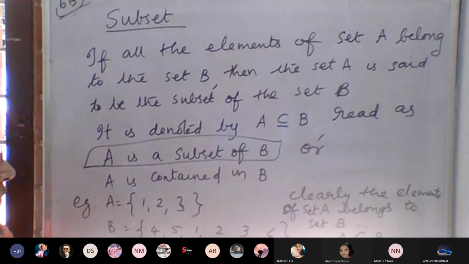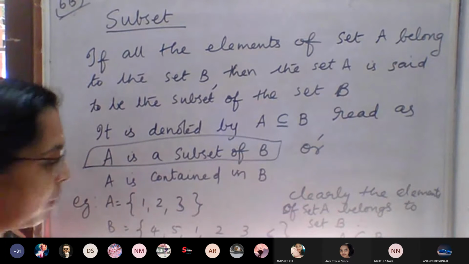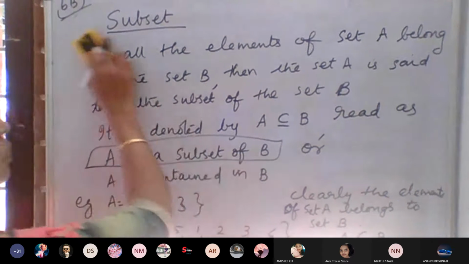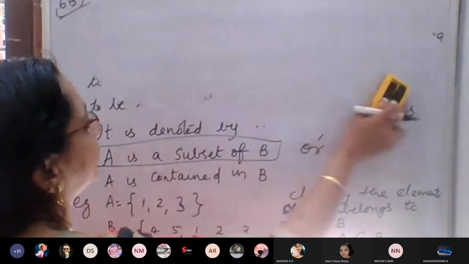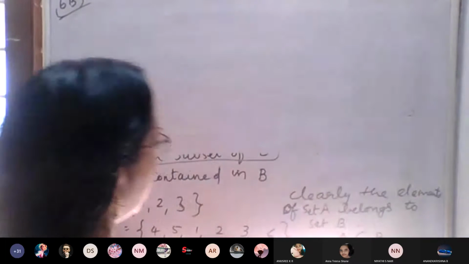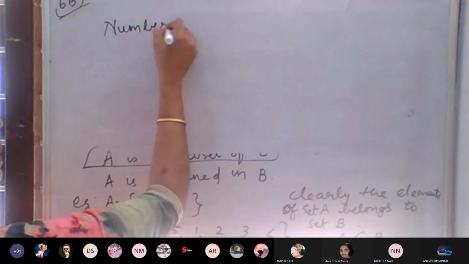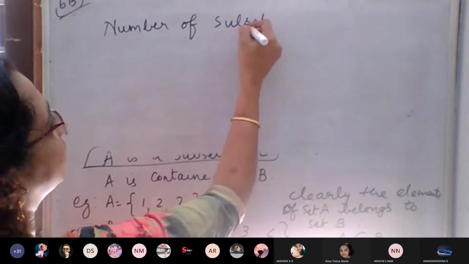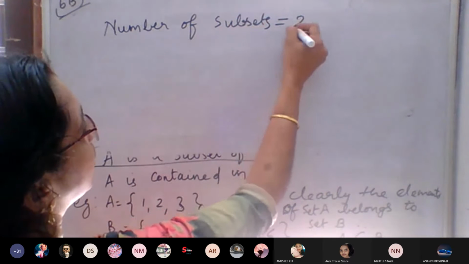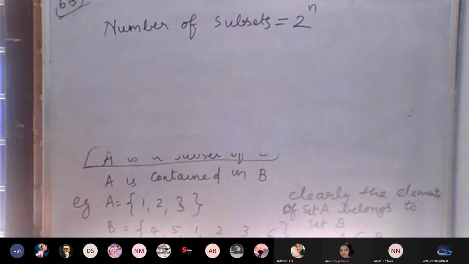Then we have to find out the number of subsets. That also you write. Number of subsets. How to find the number of subsets? Then only we can do the problems. Number of subsets is equal to the formula 2 raised to n.